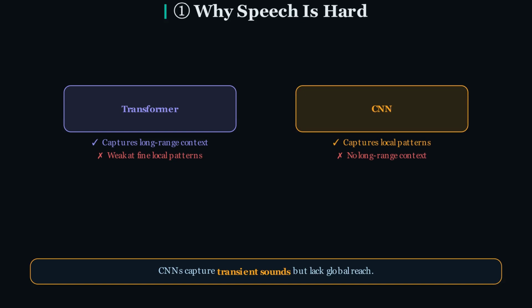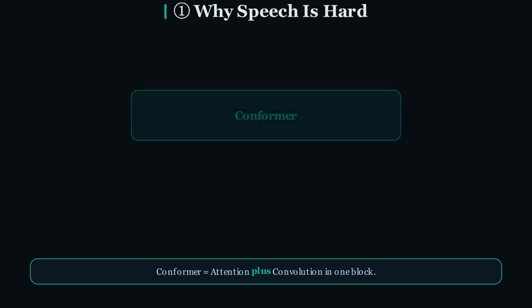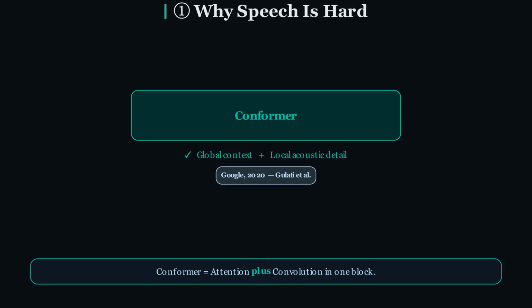model long-range linguistic dependencies. The conformer, proposed by Google in 2020, solves this by combining both. Self-attention handles global context. Depth-wise convolution handles local acoustic detail. Together they achieve the best of both worlds.